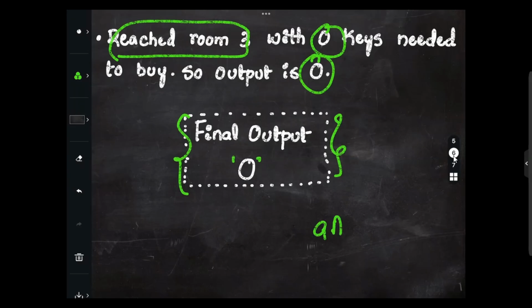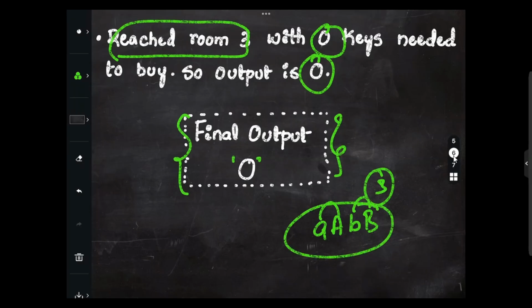So we have a b b, and we need to reach room 3. Here for a we have a key, for b also, for the capital A also we have a key, for the capital B also we have a key here. So we don't have to buy any keys to reach room 3 from room 1. So the final output is quite obviously 0, right?